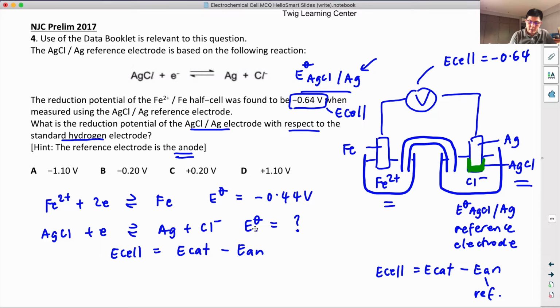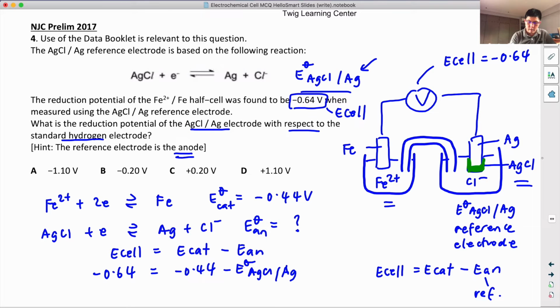So this is your E anode. The other half cell, this is your E cathode. And the E cathode, we can find it from the data booklet, and this value is supposed to be minus 0.44. And the E cell is what the voltmeter reads, minus 0.64. Then you have the E anode, which is this silver chloride slash Ag.